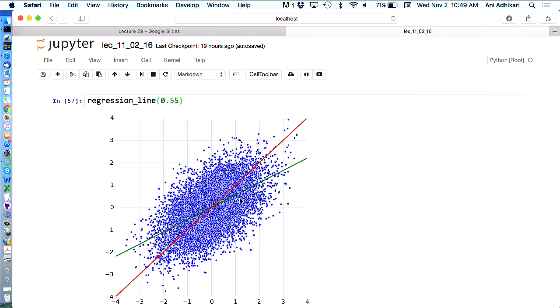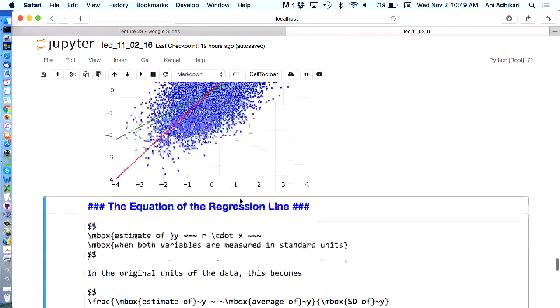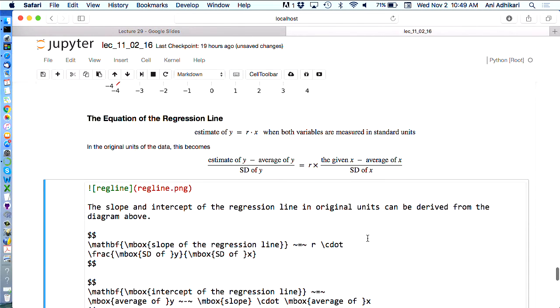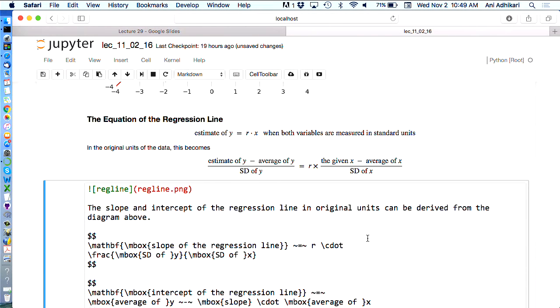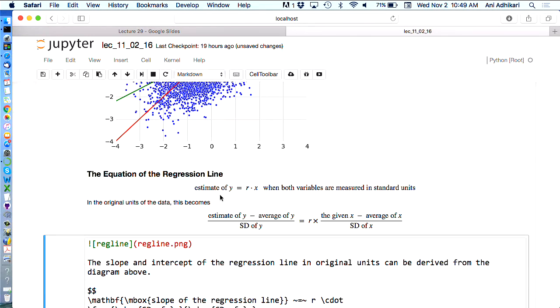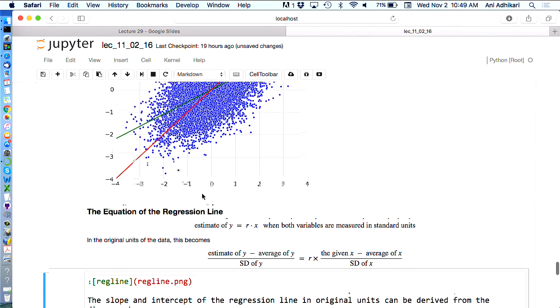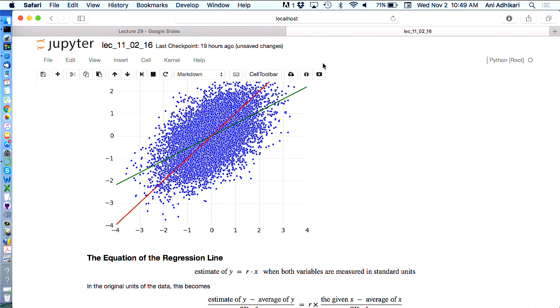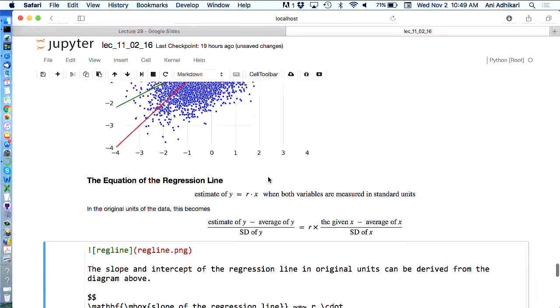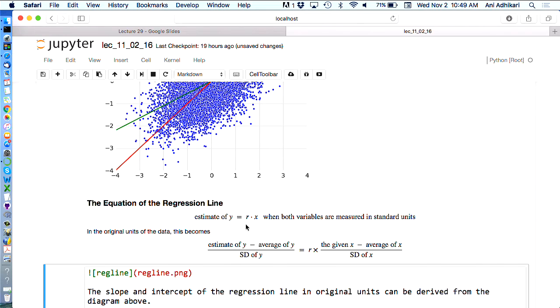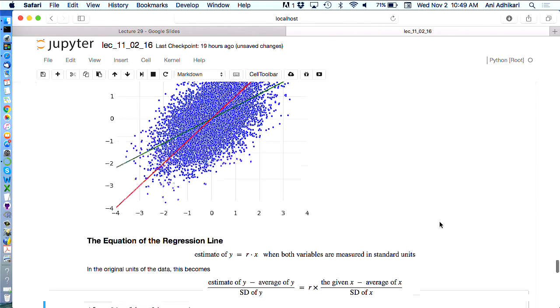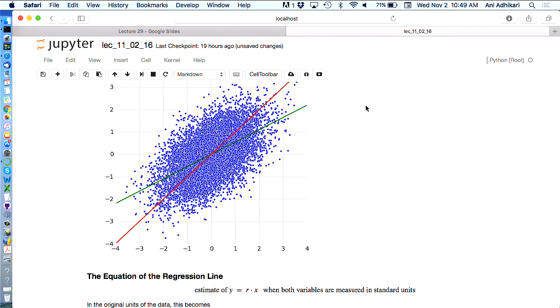Any line that passes through the origin has an equation of the form y equals what? Slope times x. There is no intercept. Agreed? Can you read that? Kind of. Okay, the equation of the regression line. What is on this green line? It's your estimates or your predictions. So the estimate of y is the correlation times x when both variables are measured in standard units. That is what we have just seen.